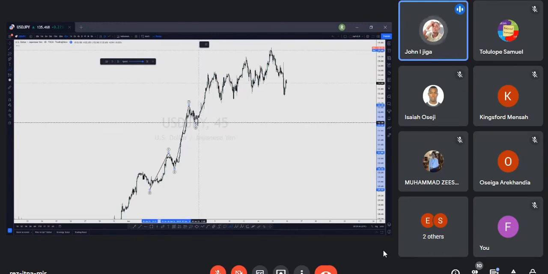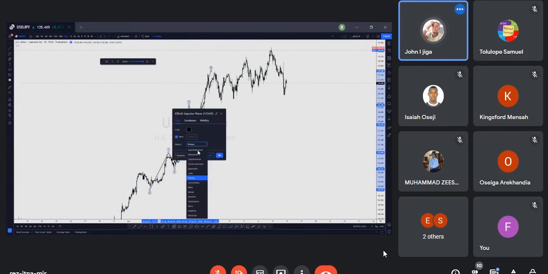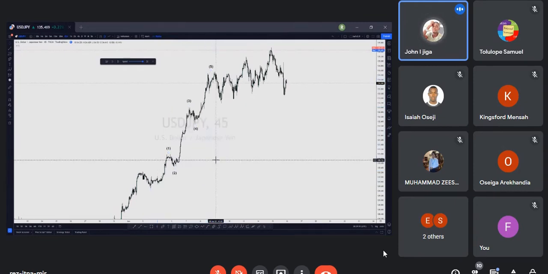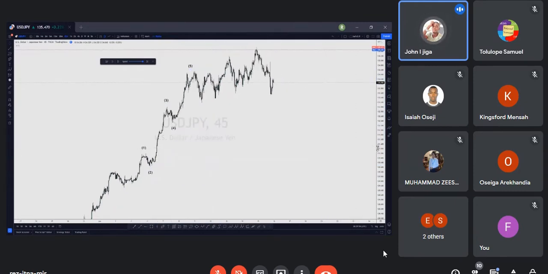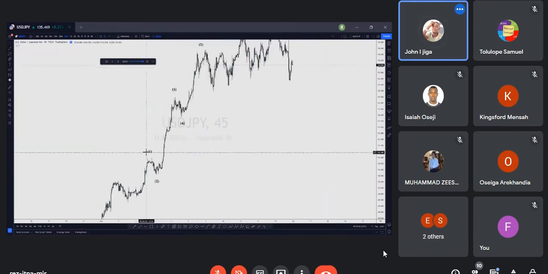Wave 4, sorry, is formed over here and never moved into the territory of wave 1, and then wave 5 comes in. This is wave 5. All right, so let me make this bigger. Let's cross check if this is correct. This is wave 1, right? This is wave 2. Wave 2 never broke structure of wave 1, so that's correct.